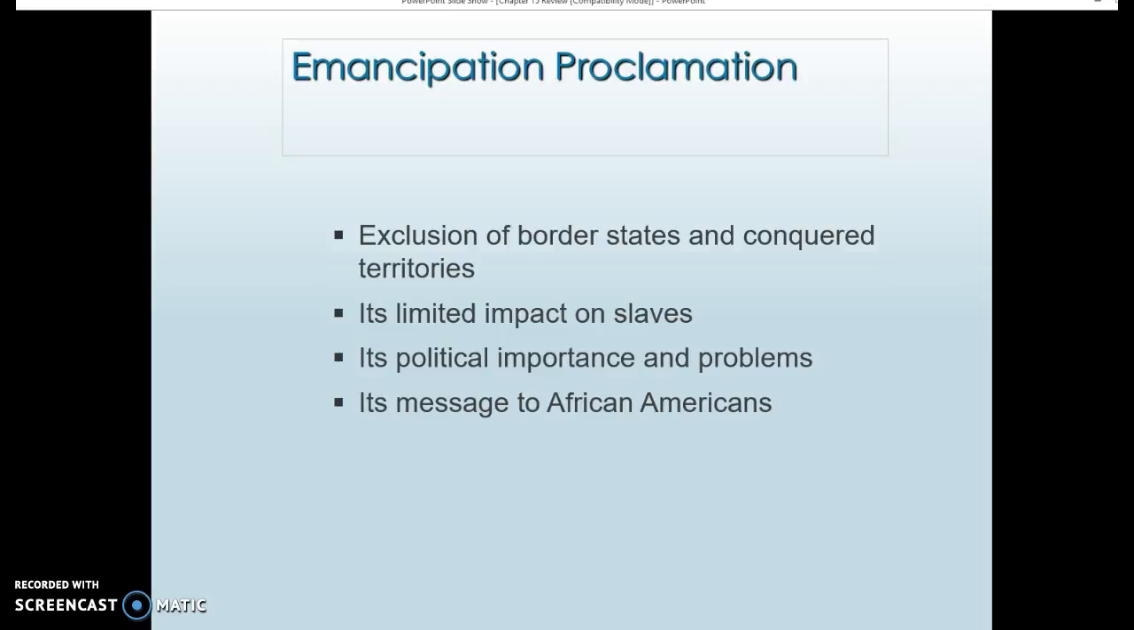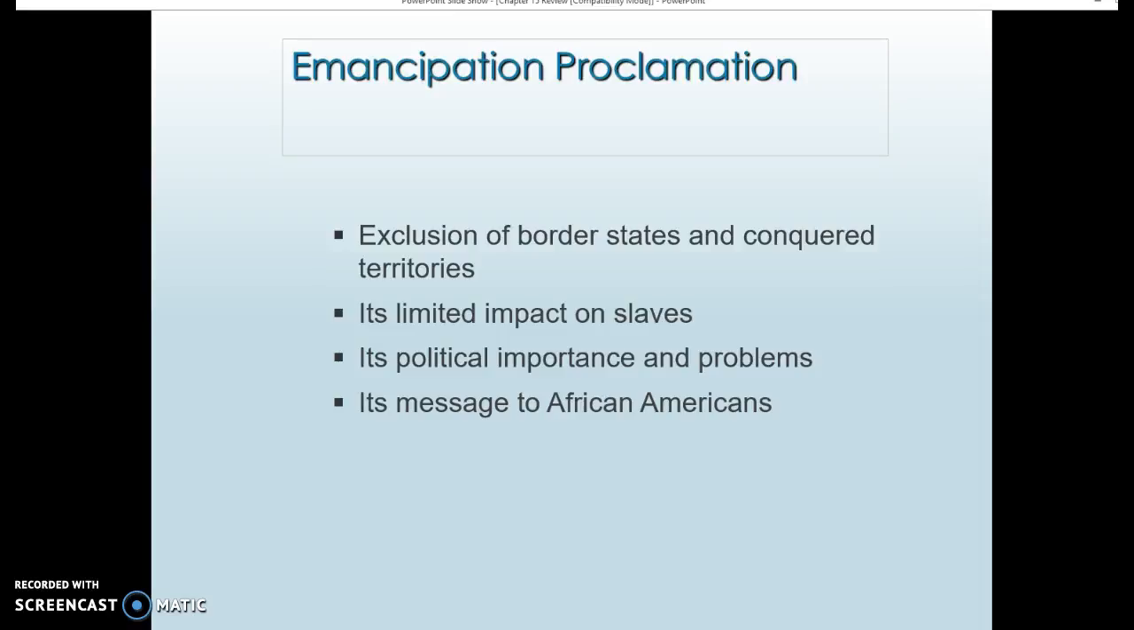Backing up to when Lincoln issued or talked about the Emancipation Proclamation, it didn't free all the slaves. It only freed slaves that were living in those states that were in rebellion. So those Confederate states, it freed them there. And as we all know, Confederate troops are not going to go in and free their slaves, so they're still going to be in slavery. It didn't have any impact on the border states. If you were a slave living in those states, you were still under slavery. It had very, very limited impact on slaves.